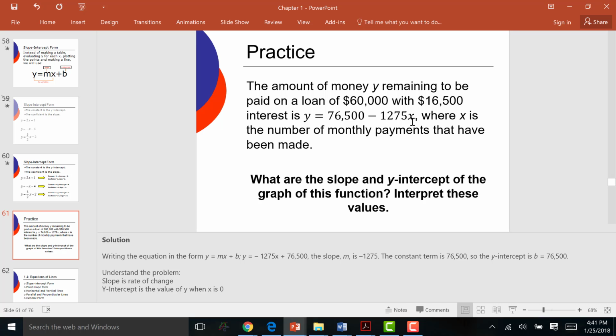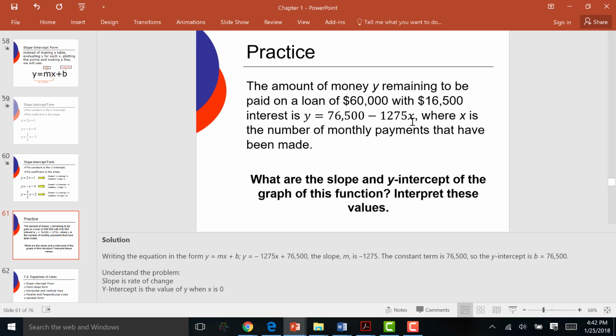Here's what they mean by constant. That's the number that never changes. The bank does not call you back up and say, we've changed our mind, you don't owe us $76,000. That number is constant, so that's why they're calling it constant. Now, the 1275, although it's not going to change, is the rate for what you're paying. You see what I'm saying? It's sitting right next to the X. If it's sitting next to the X, it's going to be the slope.